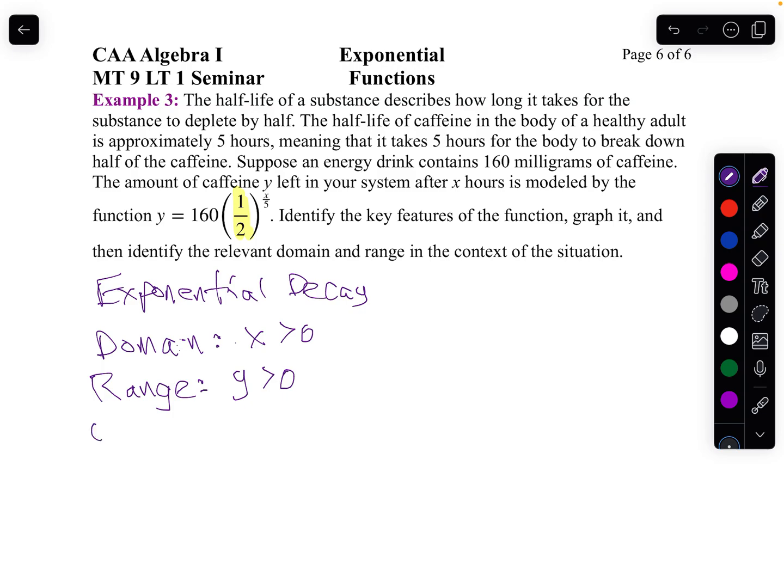My y-intercept, if you notice from the last question, you don't have to go through making x 0 to find it. The y-intercept is the number you're multiplying by. So my y-intercept is 160. That will help us with our graph to find our window so we can see it.